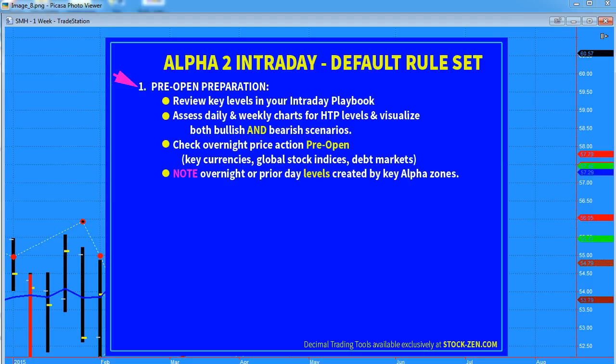Next, note overnight or prior day levels created by key alpha zones. Part of being an effective intraday trader is to be aware of levels highlighted by decimal to the left of the price action you're watching. I'll give you an example in a few minutes.